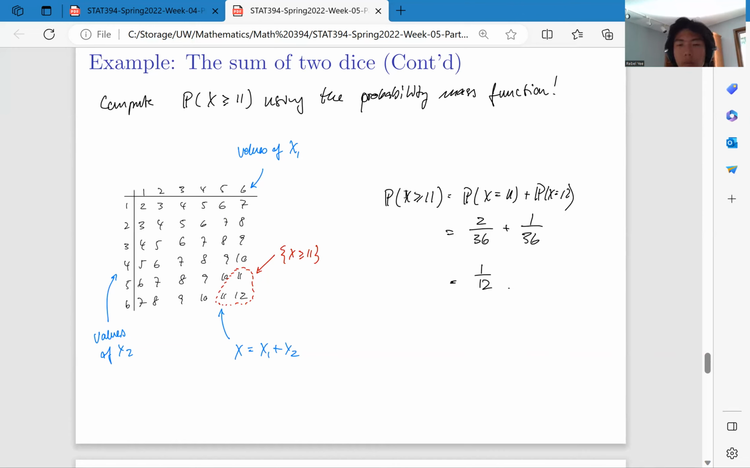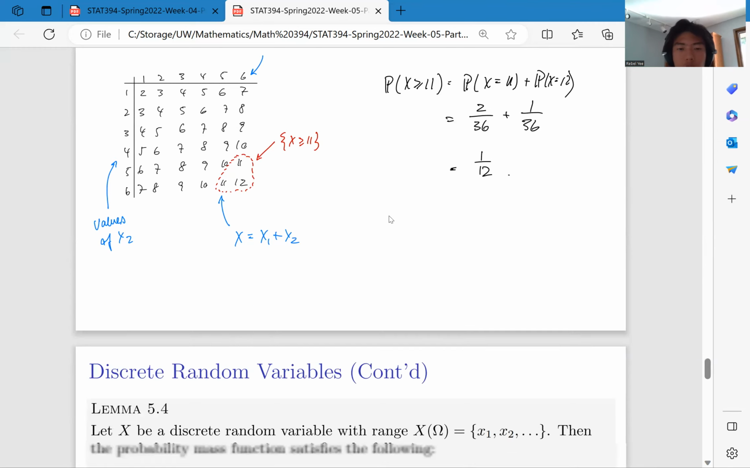So the probability of X greater or equal to 11 is equal to the probability of X equal to 11 plus the probability of X equal to 12. Definitely there's 2 ways for 11, 1 way for 12, and totally 36 cases. So 2 over 36 plus 1 over 36 is equal to 1 over 12. And that's an illustration of that case.